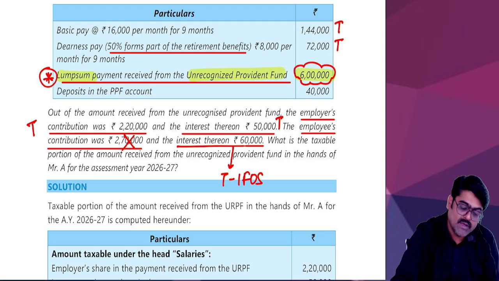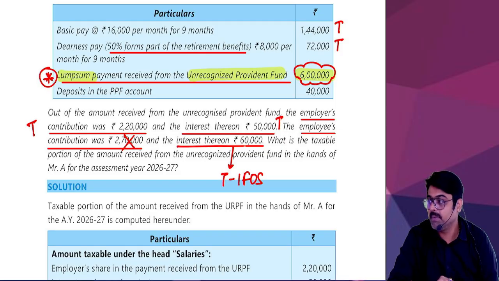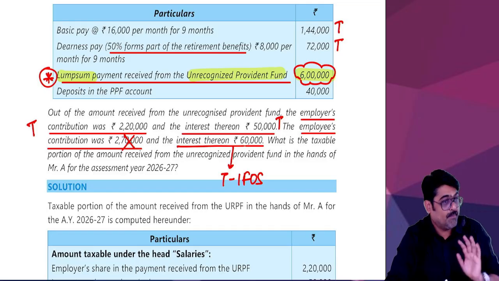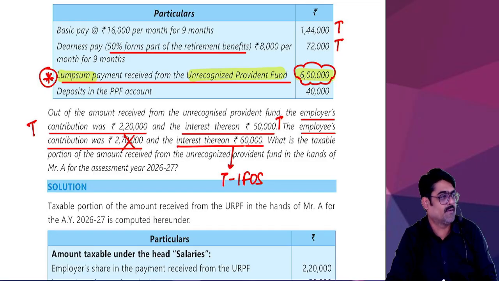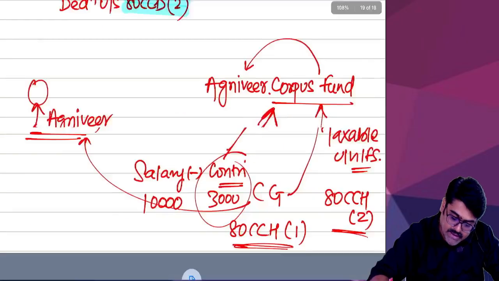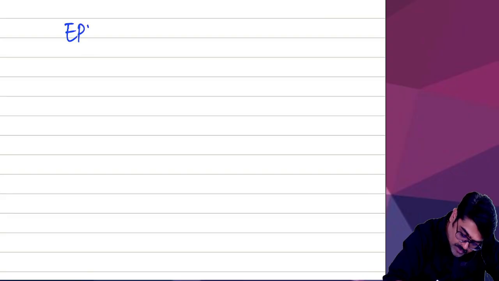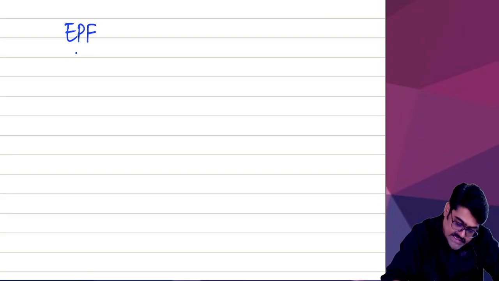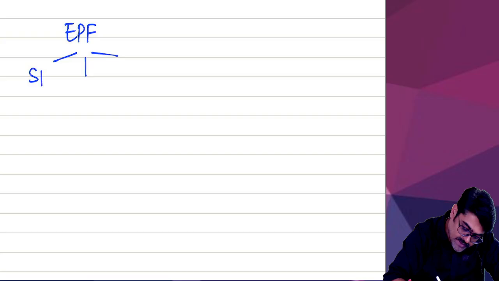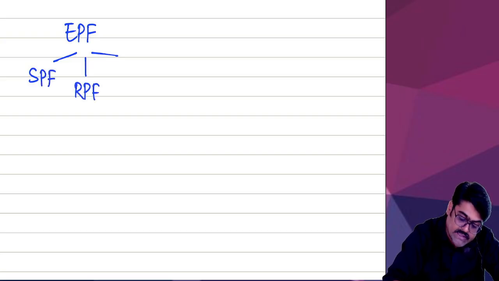See, which account is this? PPF account. Full form of PPF is? Now public provident fund is different. Employees provident fund is different. Now pay attention here, everyone. Two types of accounts. One, employees provident fund, which can be SPF also, which can be RPF also, and which can be UPF also. Yes or no?